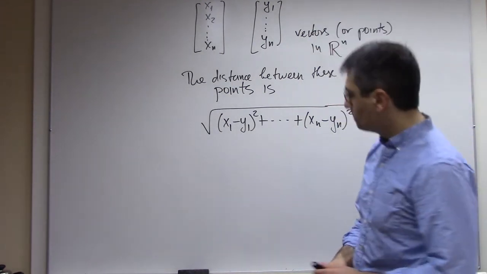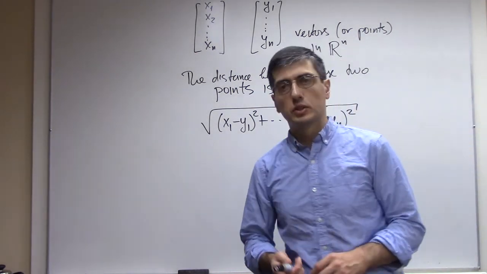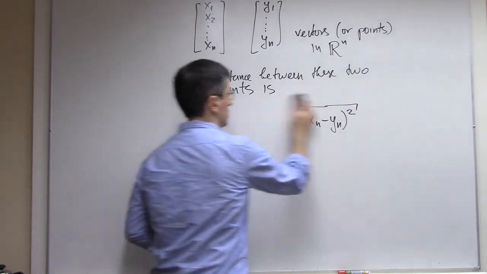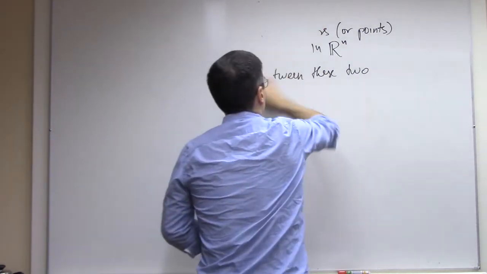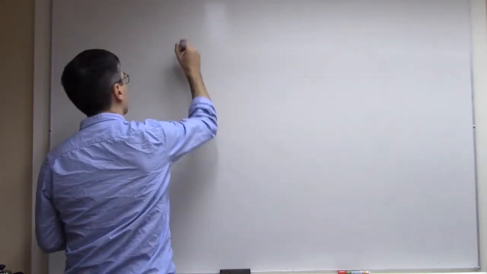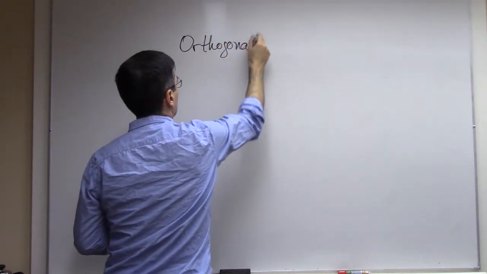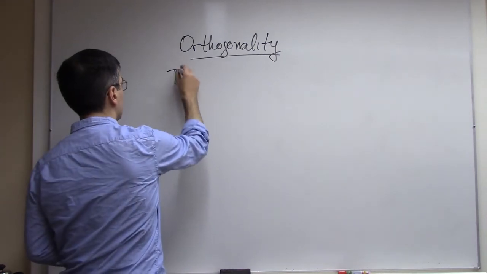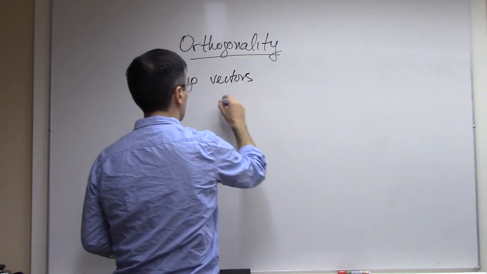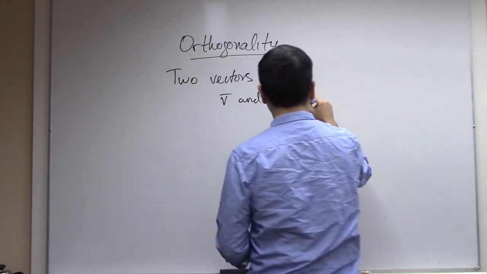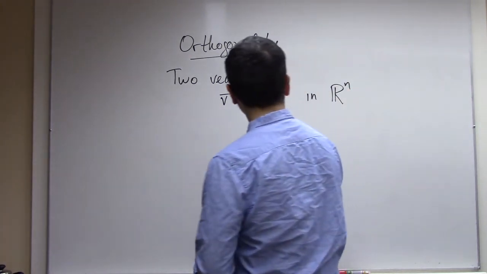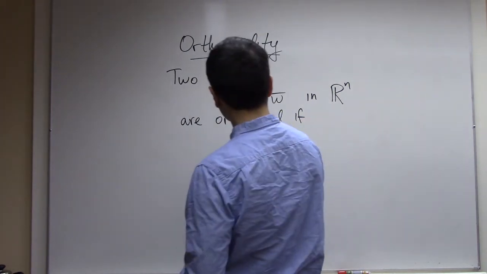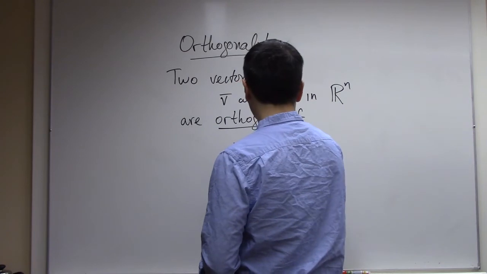Well, the final concept of this lecture is the concept of orthogonality, which we will be working with for the next few lectures. This is an important notion in linear algebra. Orthogonality. So two vectors v and w in Rn are orthogonal if the dot product is equal to 0.